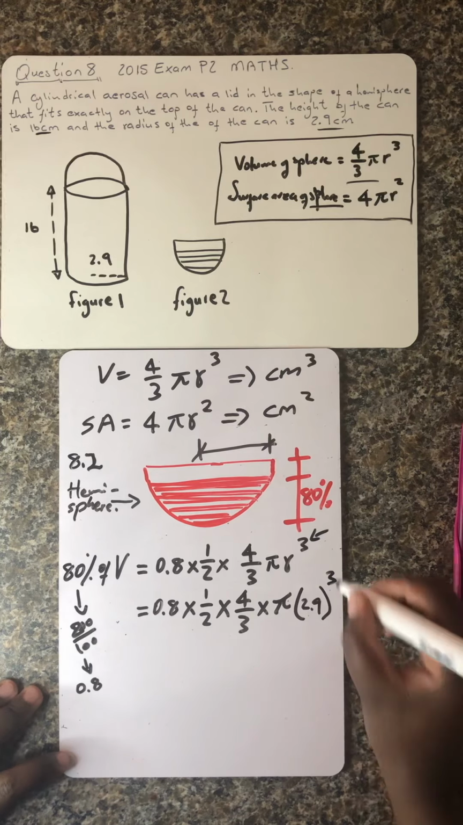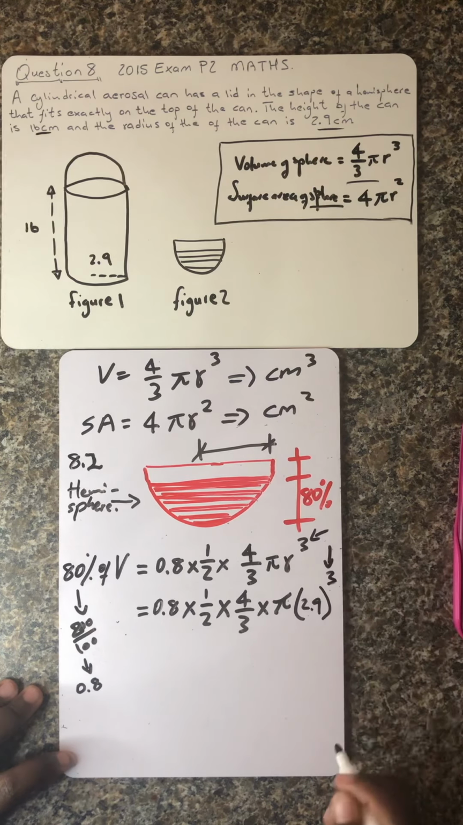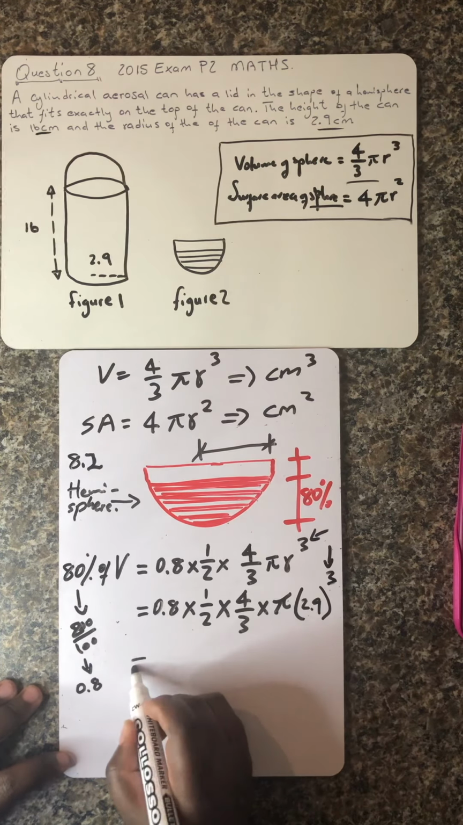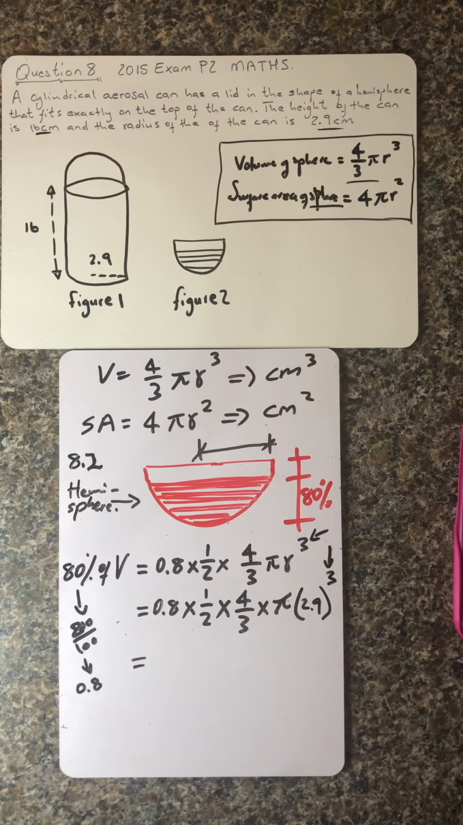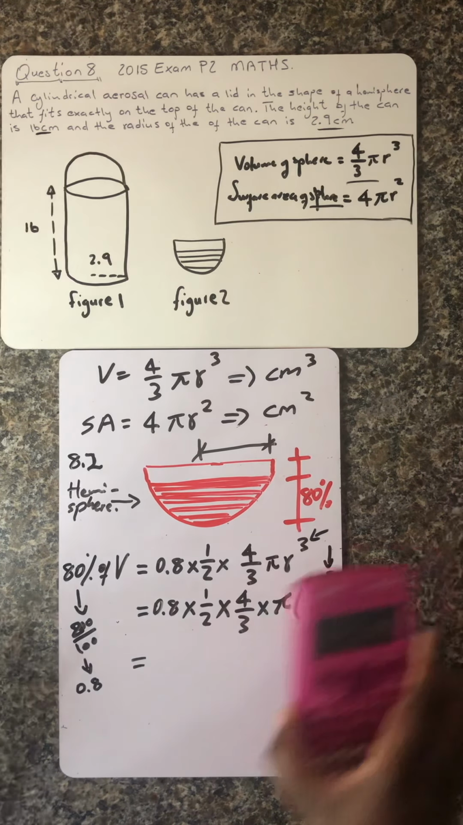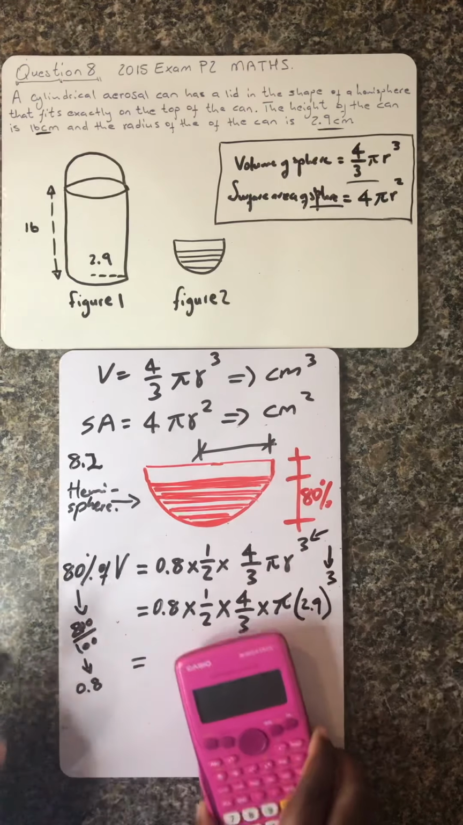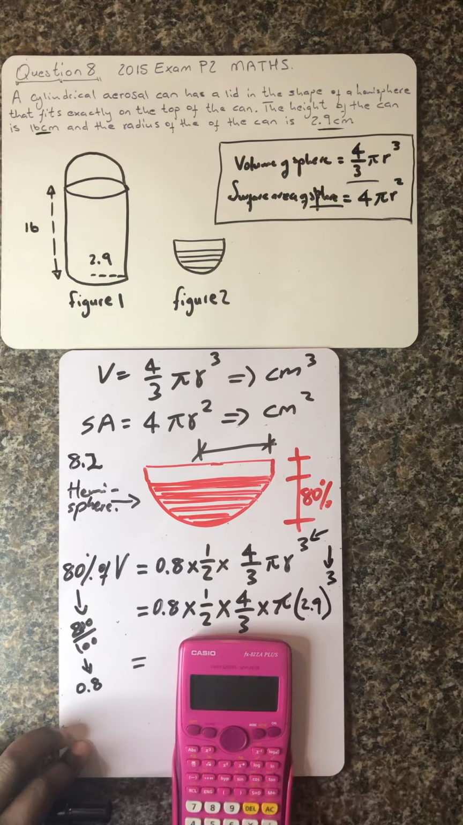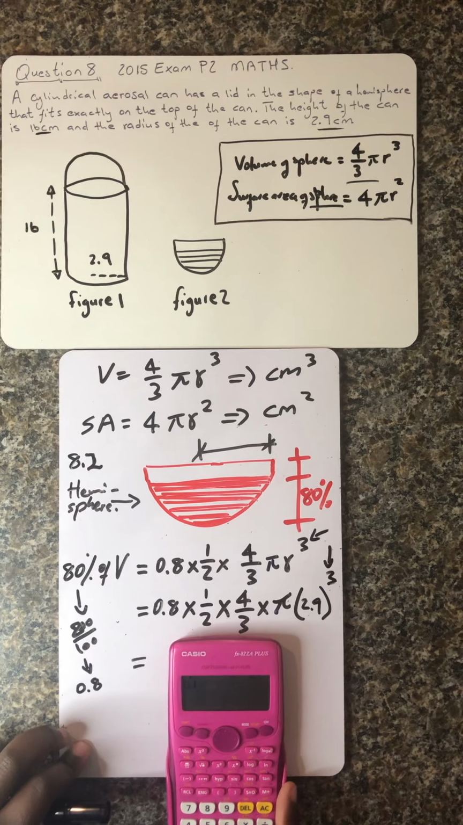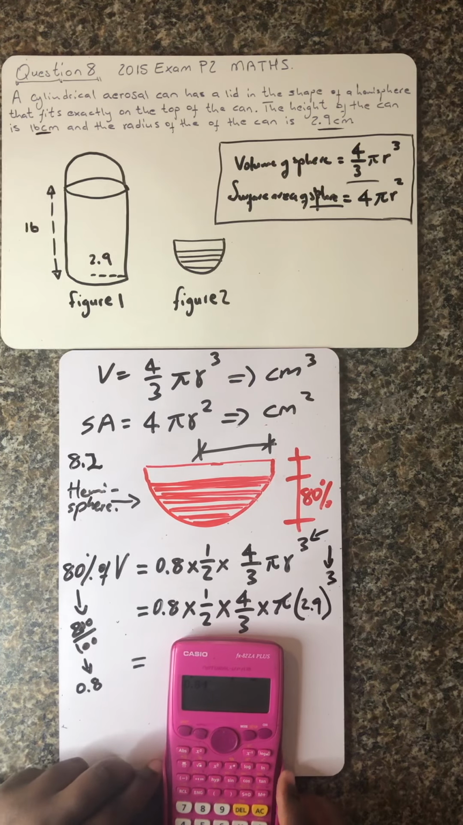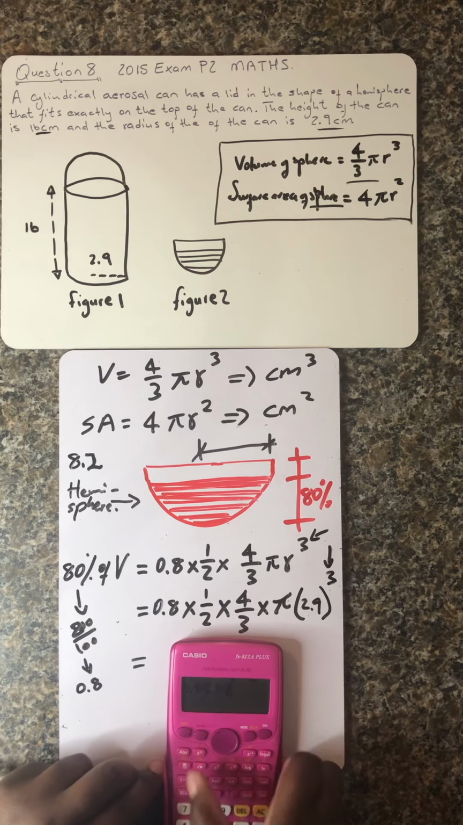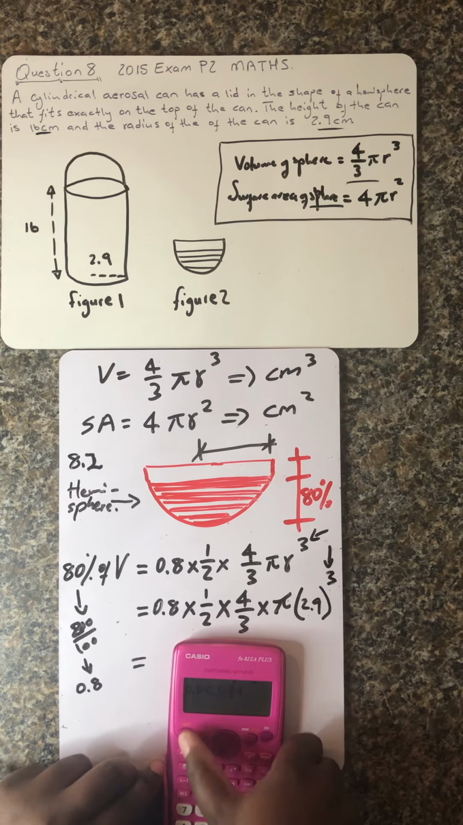It's in most cases where you're most likely to forget that cubed. Please at all times make sure that you don't forget to write that cube, and most importantly, that you don't forget to punch it on the calculator. So now we've got 0.8 multiplied by half, which is 0.5, multiplied by 4 over 3 multiplied by pi.